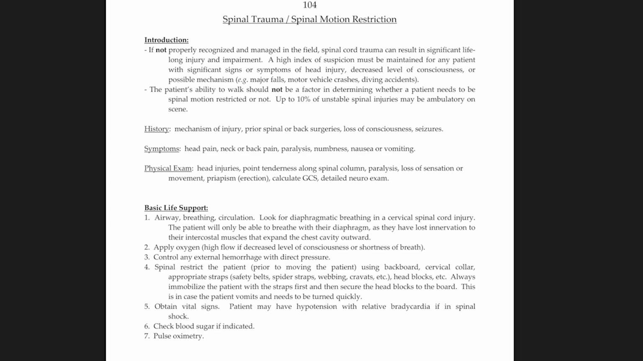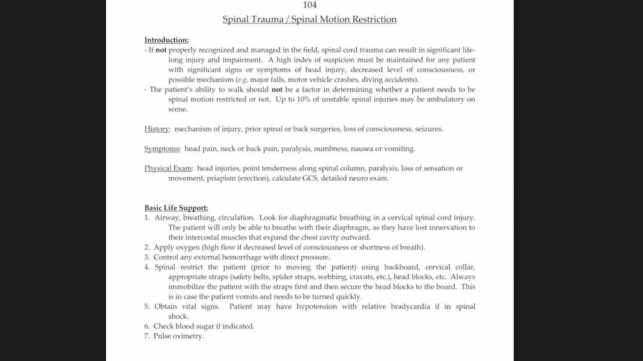For BLS, we're going to worry about our ABCs. Look for diaphragmatic breathing in a cervical spinal cord injury. The patients will only be able to breathe with their diaphragm, as they have lost innervation to their intercostal muscles that expand the chest cavity outwards. Apply oxygen, high flow if decreased level of consciousness or shortness of breath.